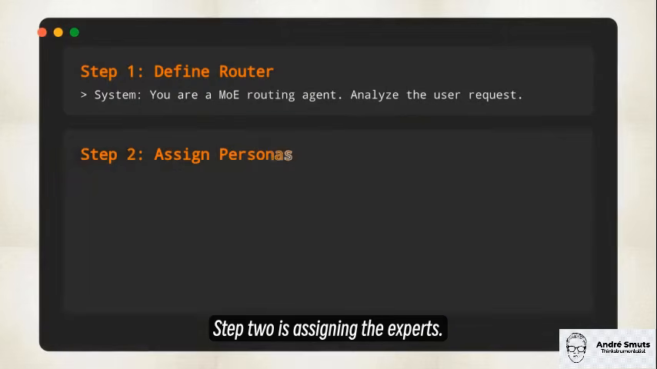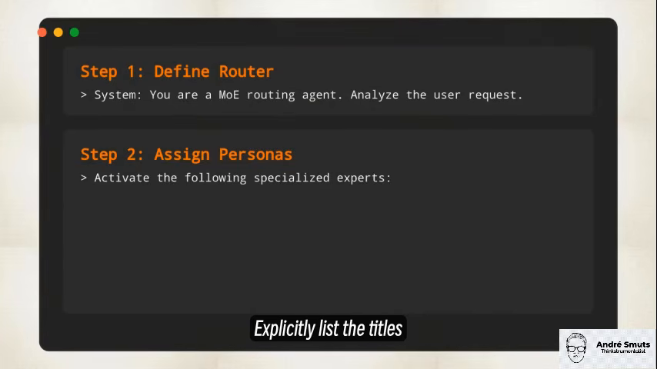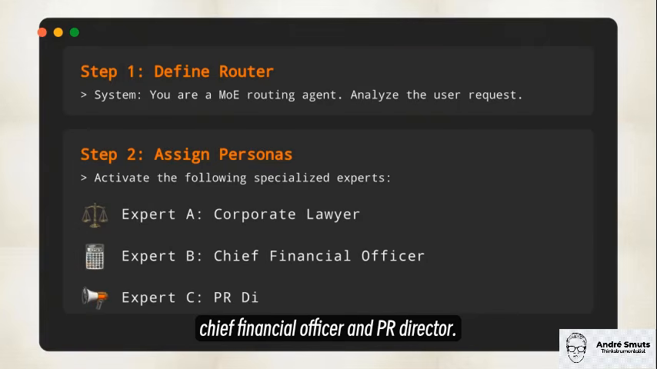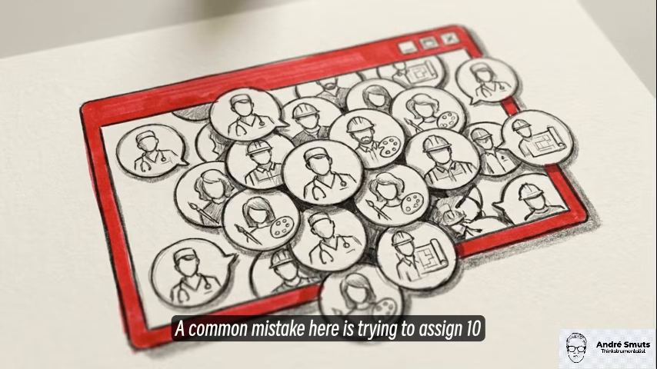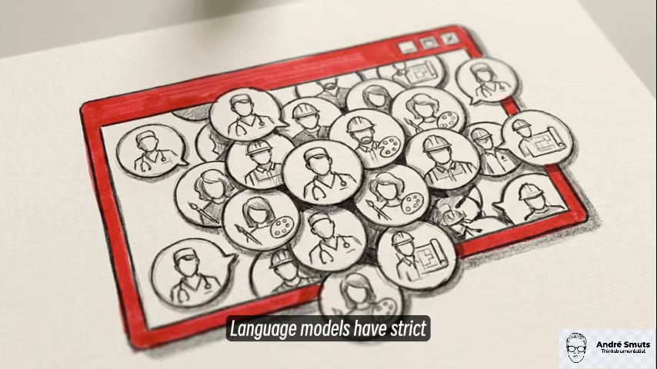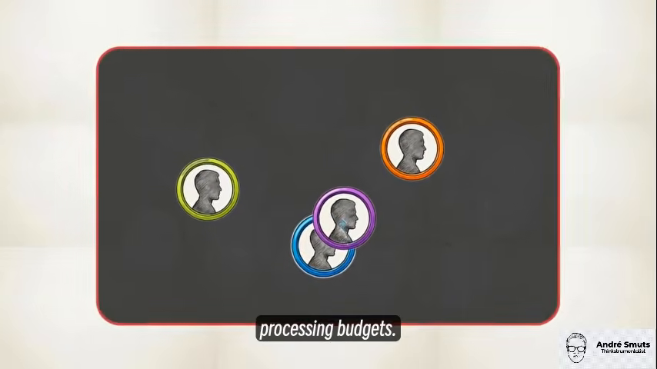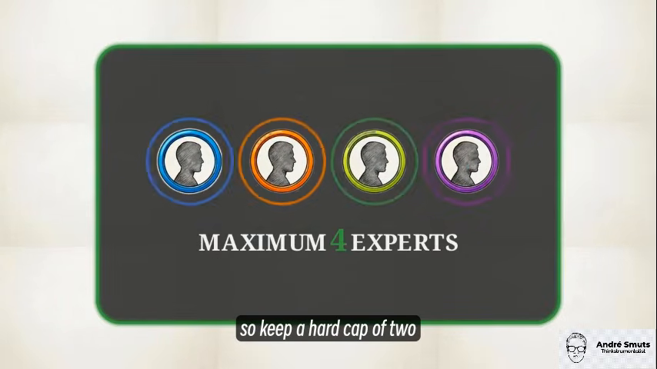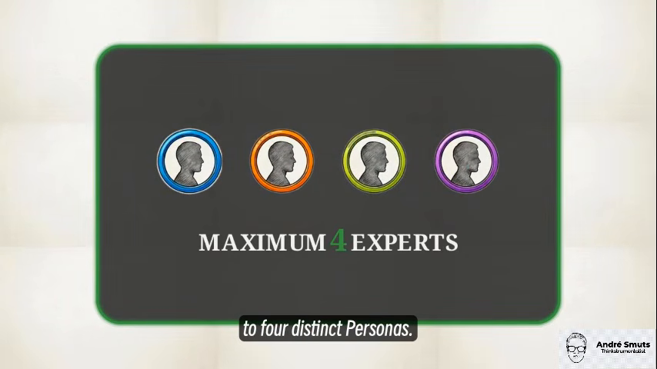Step two is assigning the experts. Explicitly list the titles of the specialists you need on the panel, like a corporate lawyer, a chief financial officer, and PR director. A common mistake here is trying to assign 10 different roles to cover every possible angle. Language models have strict processing budgets. Adding too many experts causes process bloat, so keep a hard cap of 2 to 4 distinct personas.